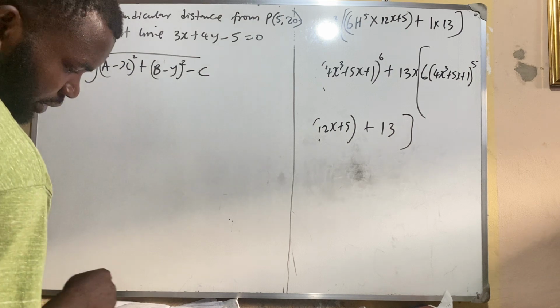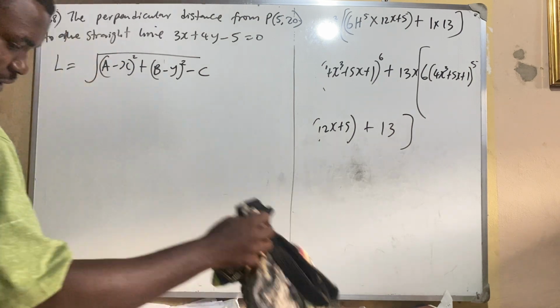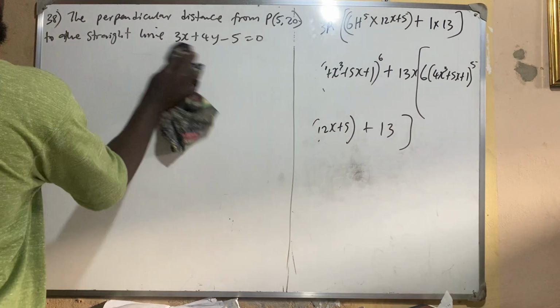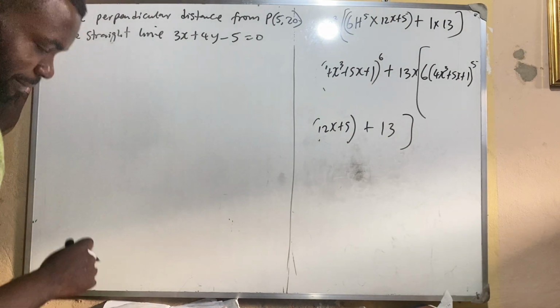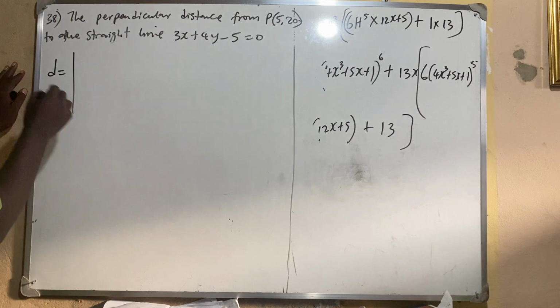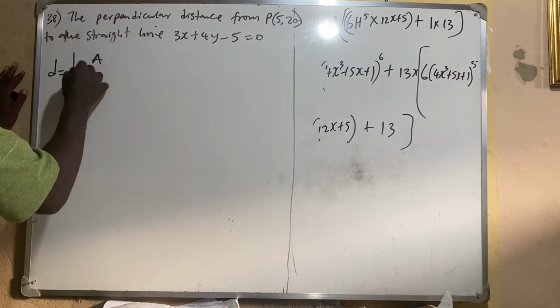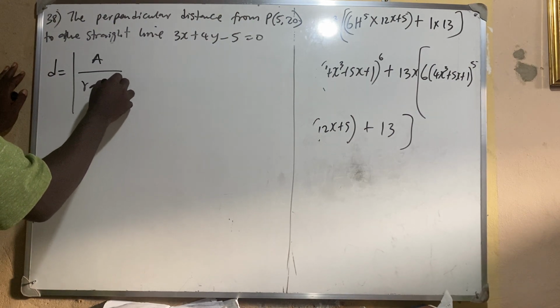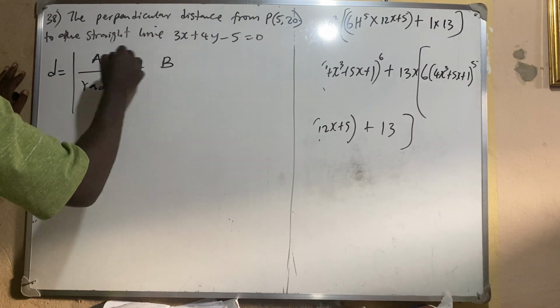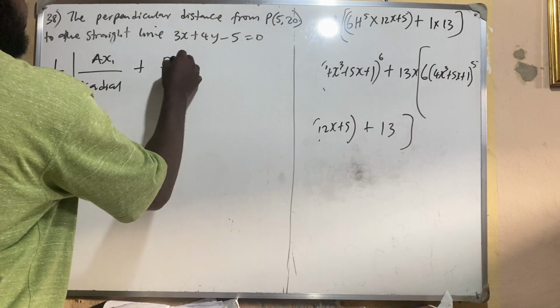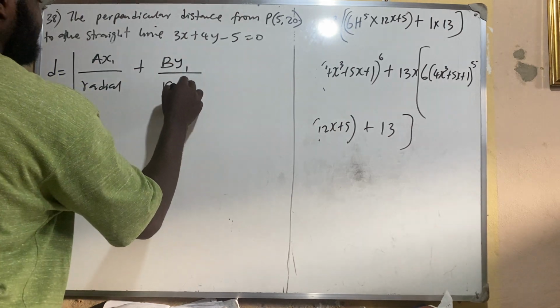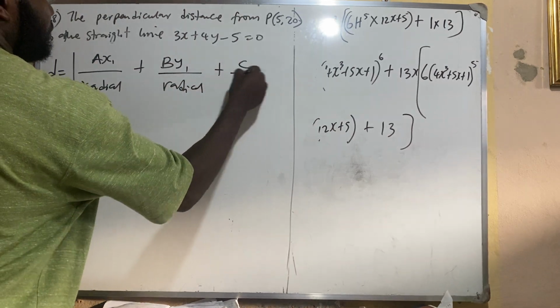The perpendicular distance between a point and the line is given by: the perpendicular distance is equal to the absolute value of (ax1 over radical plus by1 over radical plus c over radical).